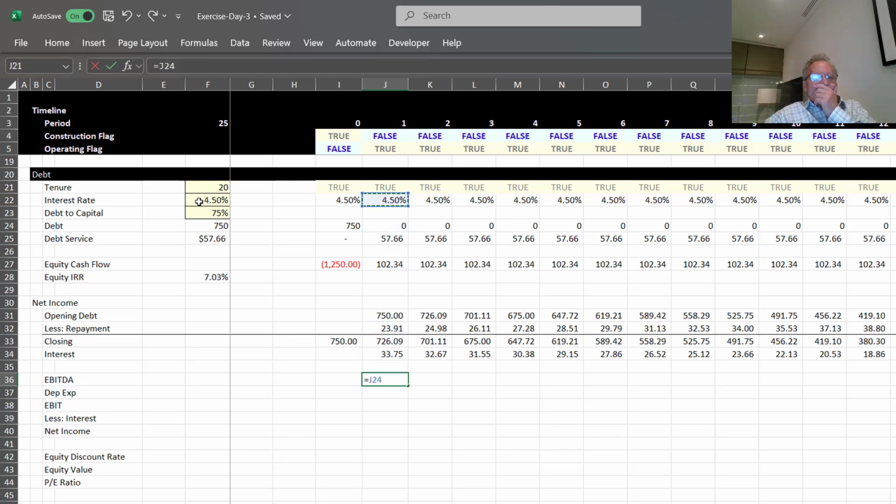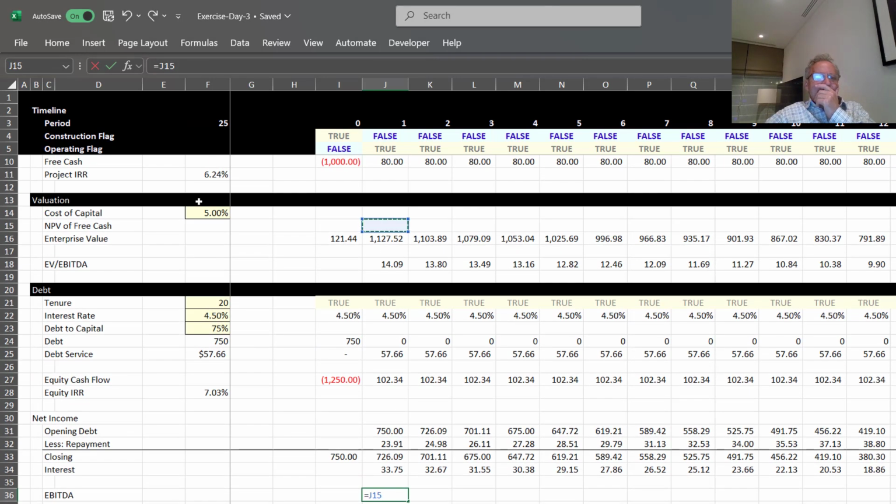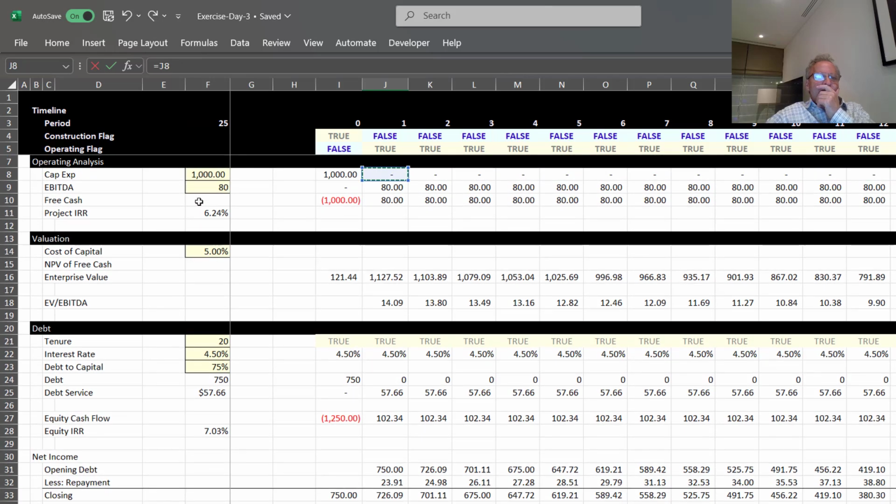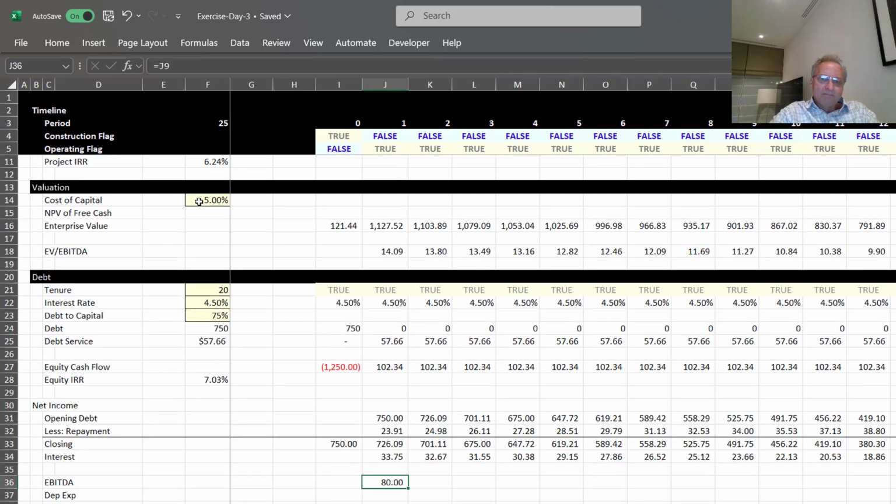EBITDA. Let's get our EBITDA way up at the top. Okay, and copy that across. And this time, let's get our depreciation.